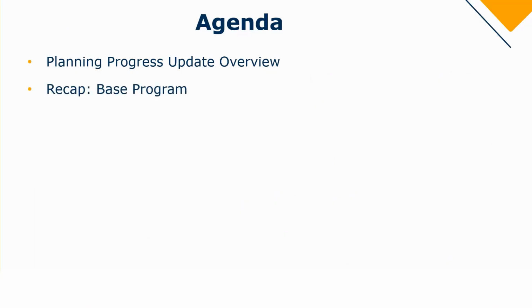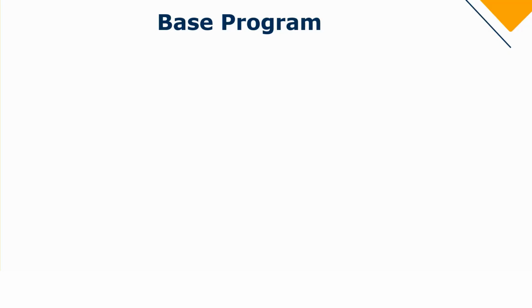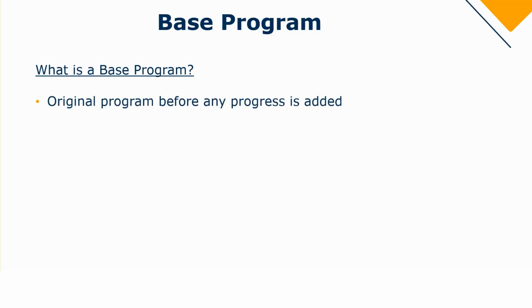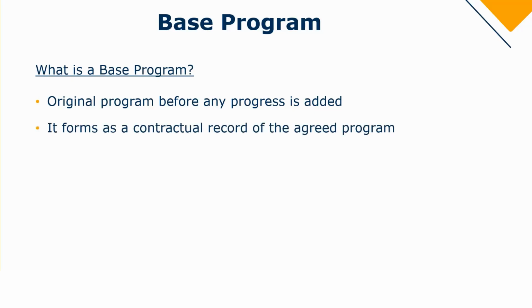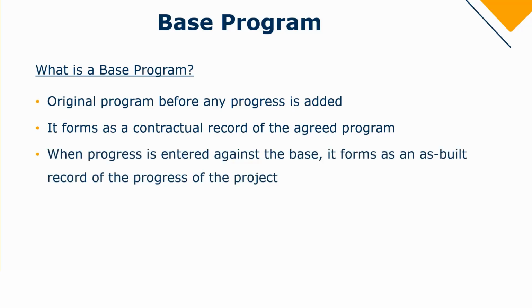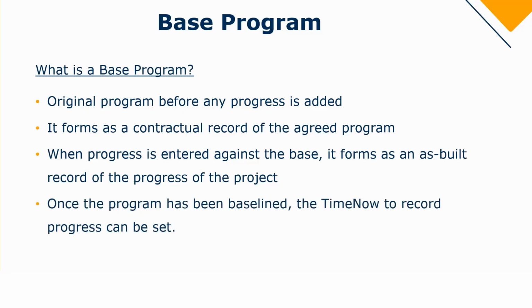Alright, so now that I've covered the overview, let's just recap on what a base program is. Before we start to record our progress, it is important to record the baseline. But what is a base program? It is simply the original program before any progress is added. It forms a contractual record of the agreed program. And once you have entered progress against the base, it forms an as-built record of the progress of the entire project. And of course, once you have baselined the program, you are then able to set your time now to record the actual progress.